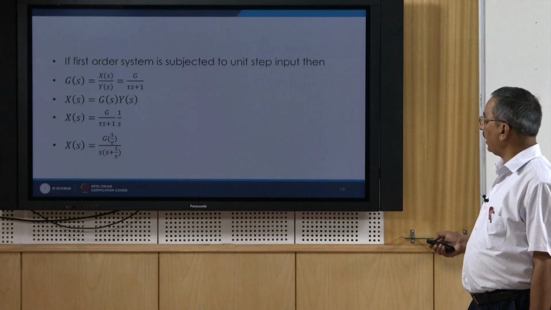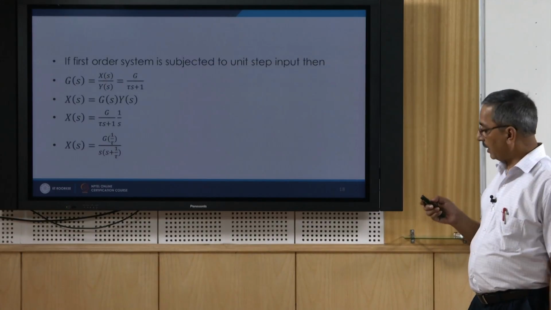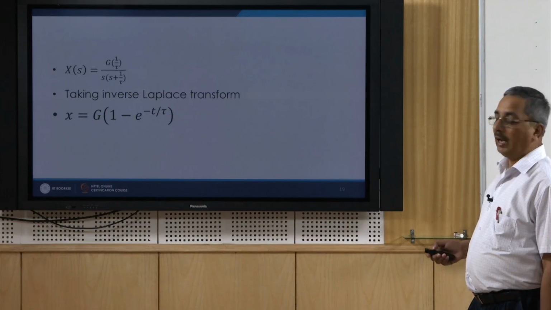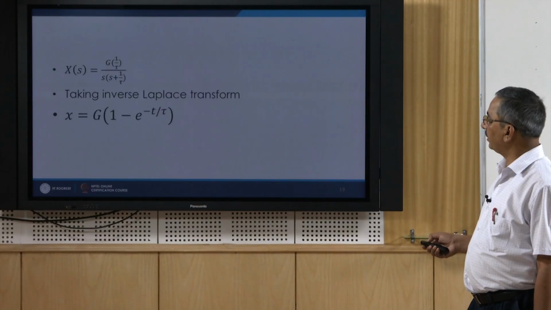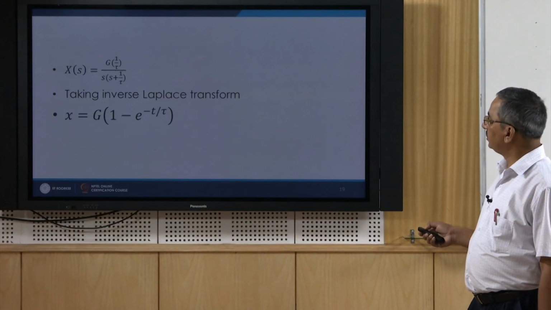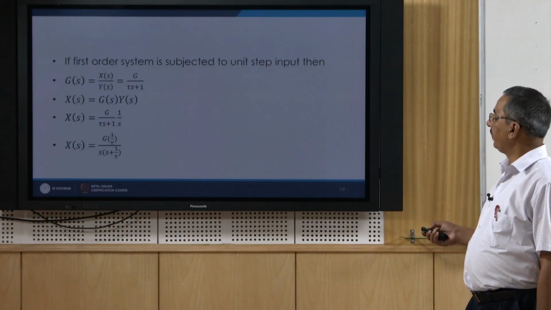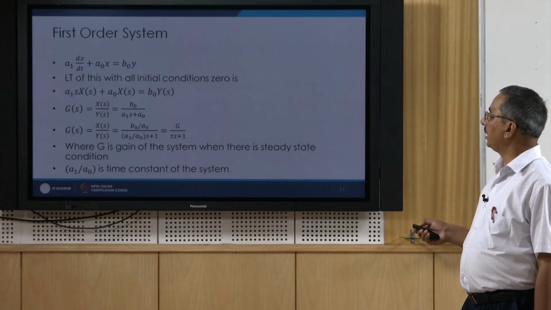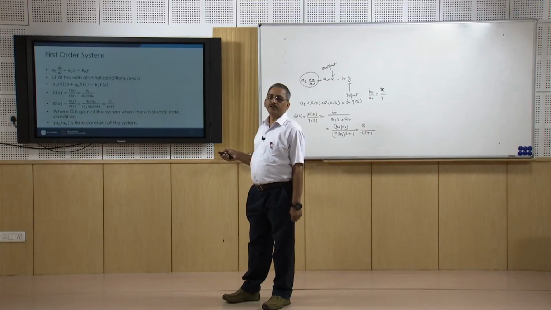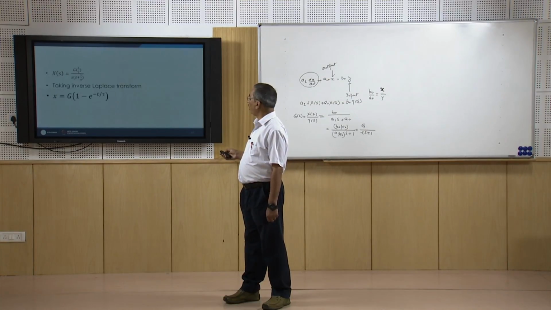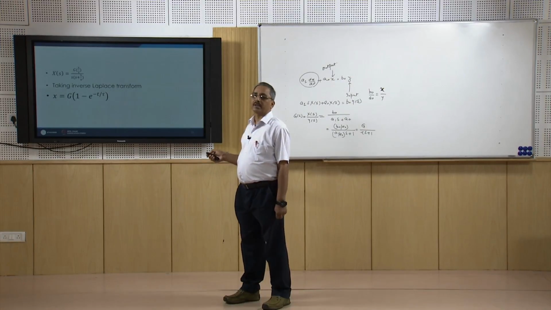So, this Xs I can write as G into, dividing numerator and denominator by tau, G into 1 by tau divided by s into s plus 1 by tau. If I take the inverse Laplace transform of this, I can write x, as a function of time, as G into 1 minus e to the power minus t by tau. This way I have solved this first order differential equation using the transfer function and the step input, finding the time response, or solution of the equation.